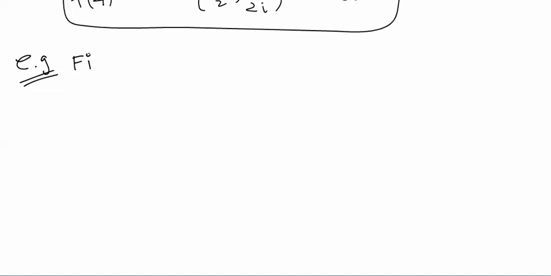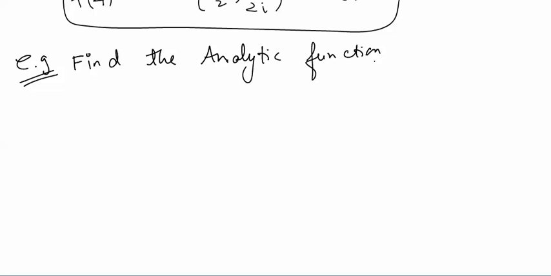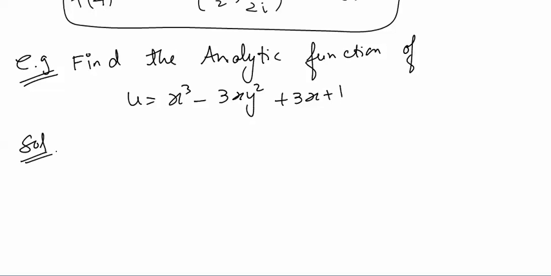Find the analytic function of u = x³ − 3xy² + 3x + 1. Now u is given to you, the analytic function f(z) is asked, right? Let us solve it by both the approaches. First I'll show you the first approach. What is the first approach?